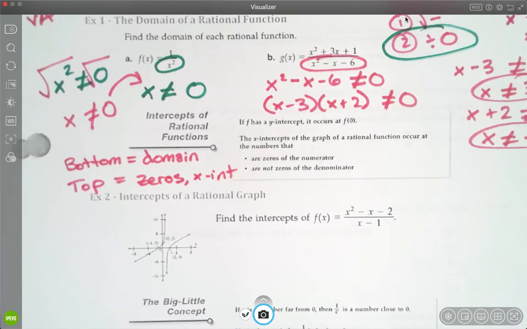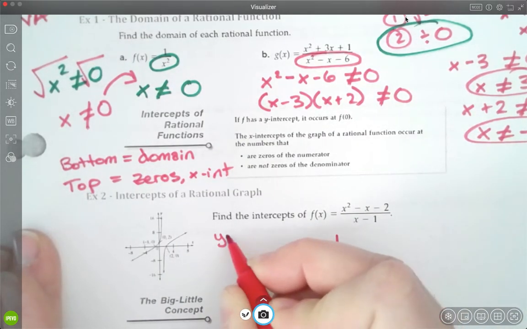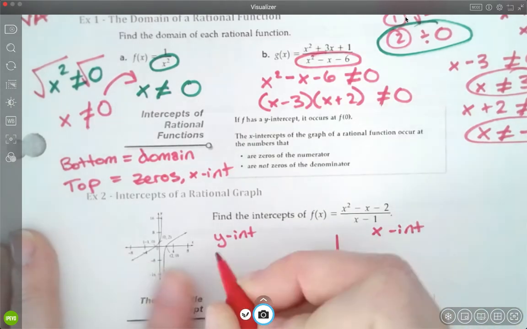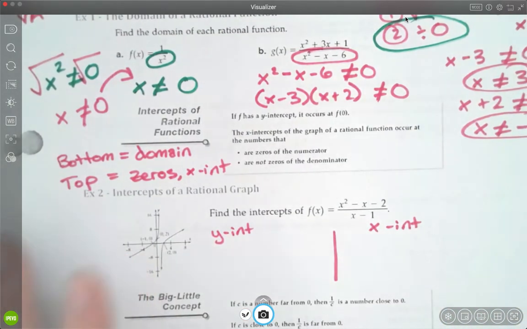So, not only the x-intercepts, but the y-intercepts as well. We'll talk about both, okay? So let's do it with y-intercepts first because those are easier. And then we'll do it with x-intercepts, okay? So the y-intercepts, how do you find y-intercepts?